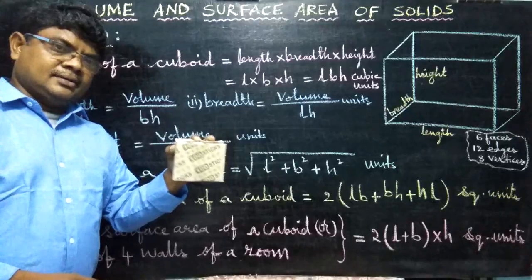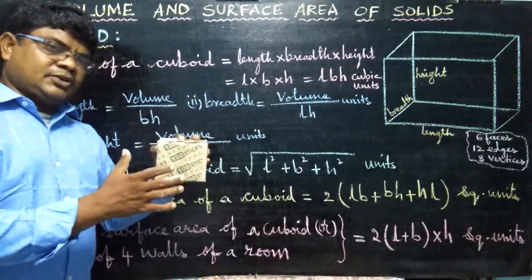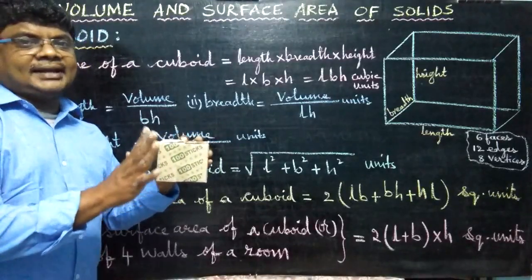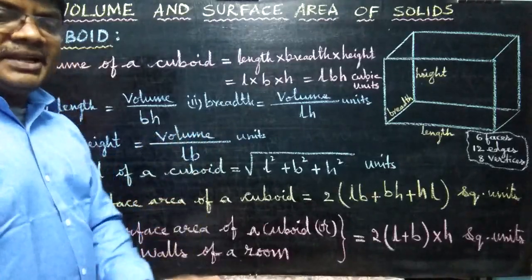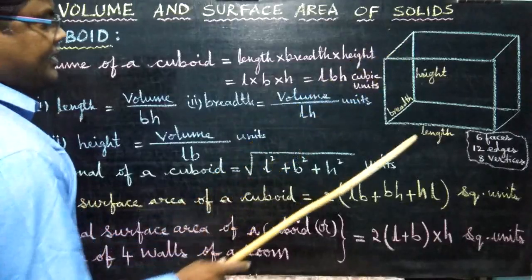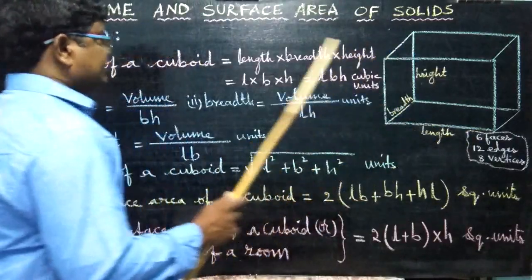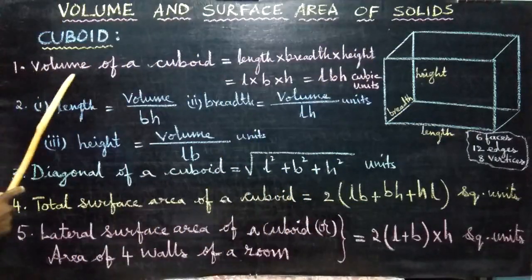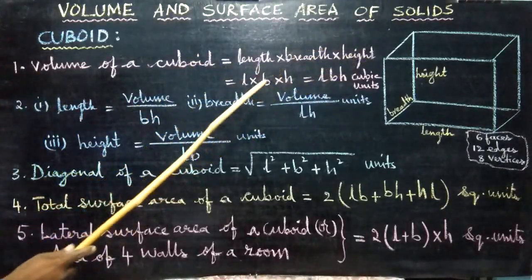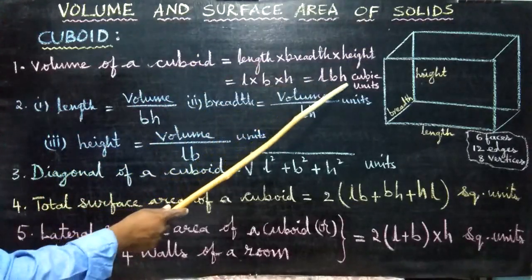We have learned in the previous classes that if all sides are equal, it is a cube. But in a cuboid, length, breadth and height will be there, and these 3 will be different. Here I have drawn the cuboid. Now first one, volume of a cuboid is equal to length into breadth into height. In short, L into B into H, that is LBH.